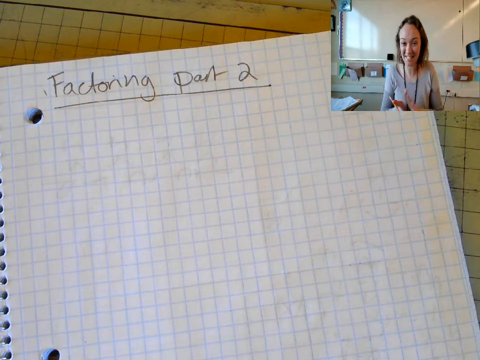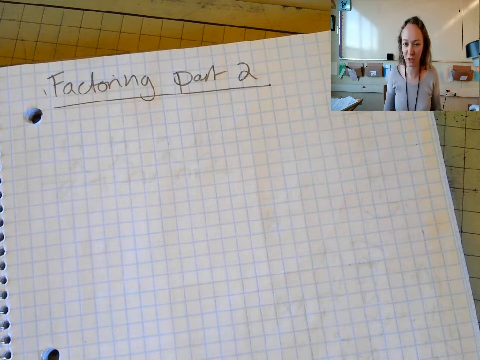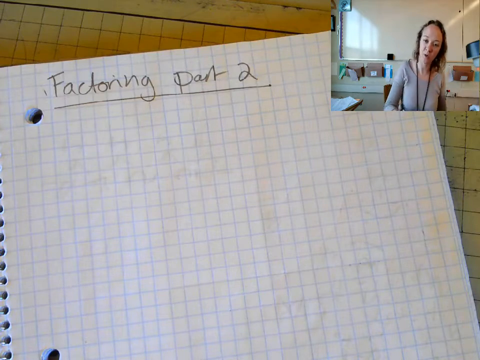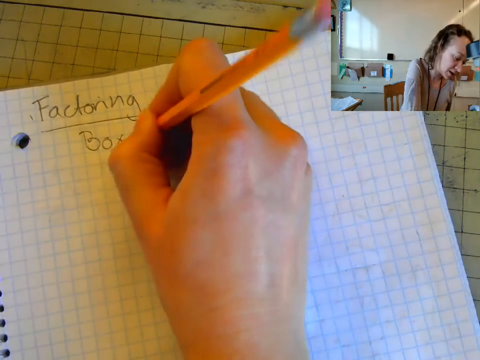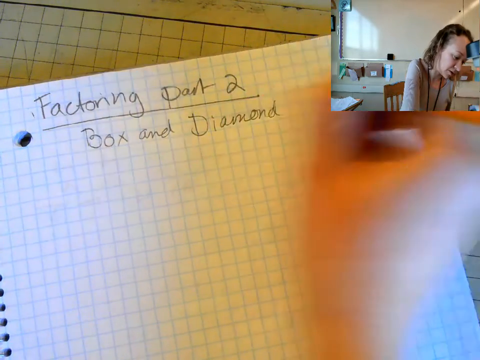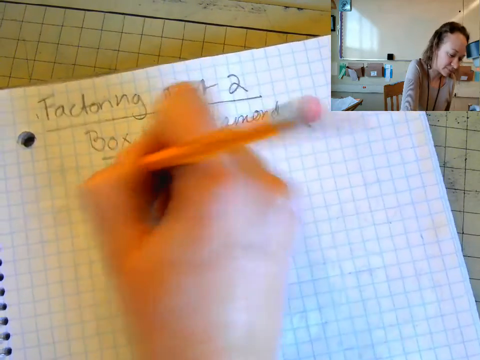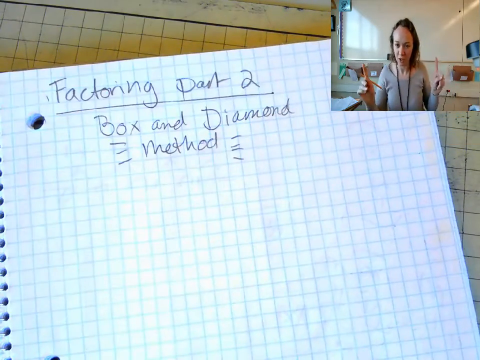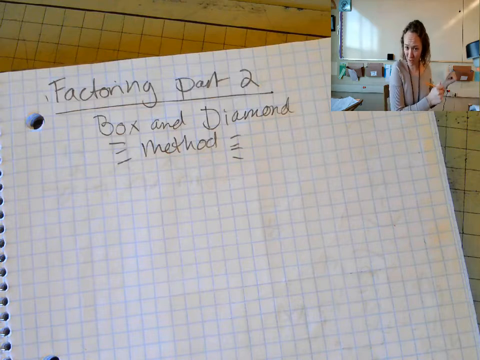All right, this is our second video introducing factoring. In this one, we're actually going to learn how to factor using what is called the box and diamond method. To start off though, we're going to correct the practice problem from the previous video.